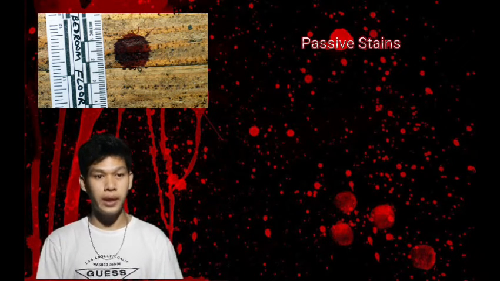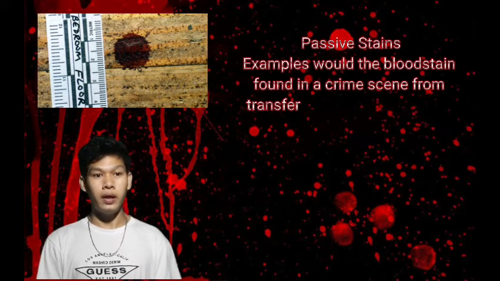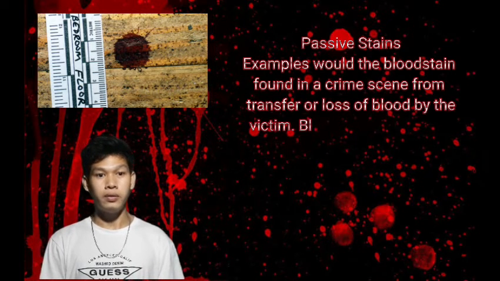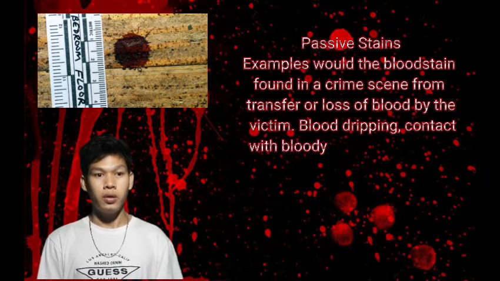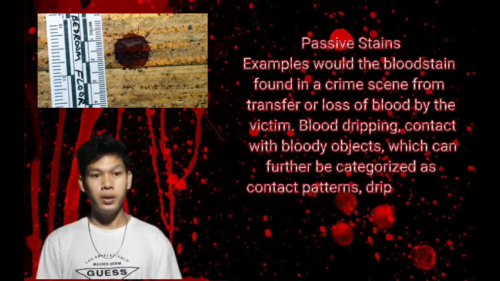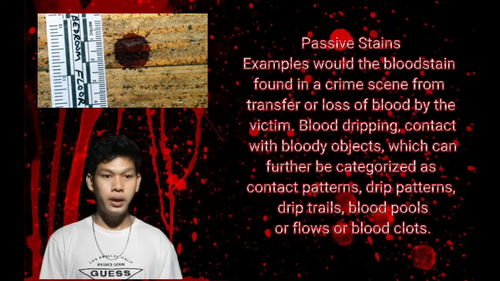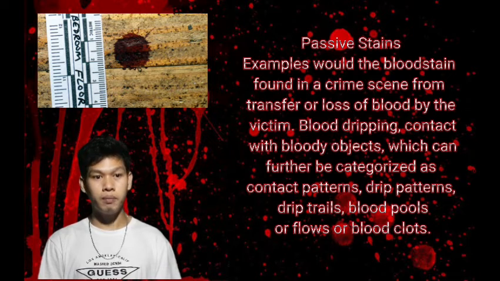Okay, let's start with the passive stains. An example would be bloodstains found at a crime scene from the transfer or loss of blood by the victim, such as blood dripping or contact with a body or object. These can be further categorized as contact patterns, drip patterns, drip trails, blood pools or flows, or blood clots.